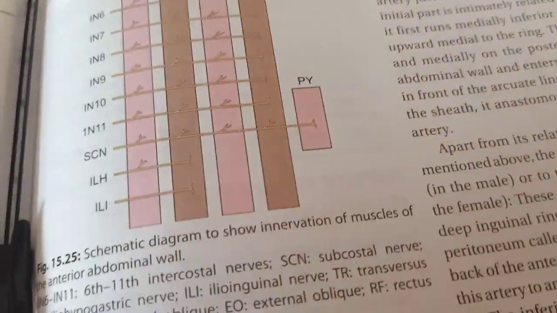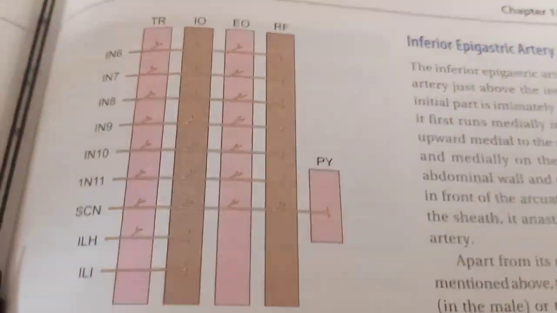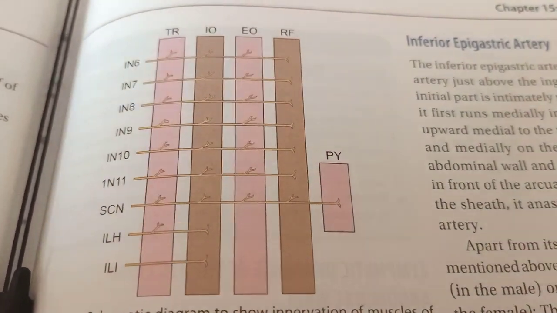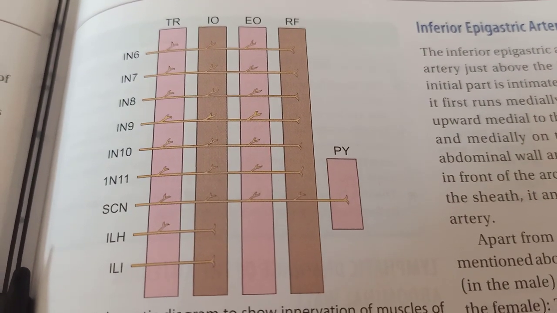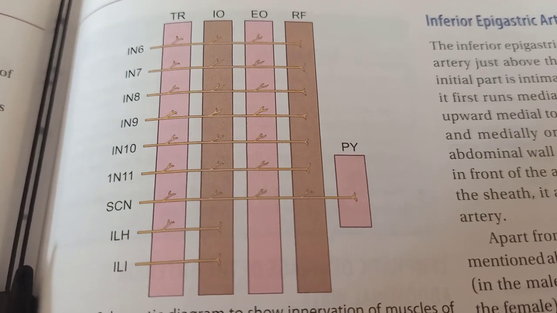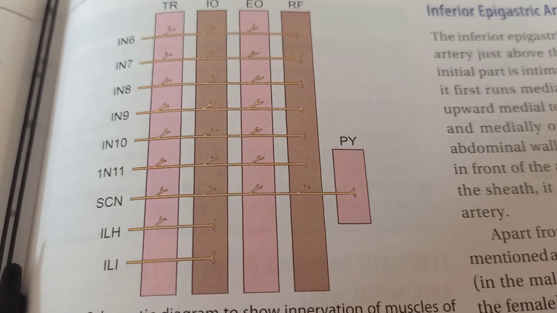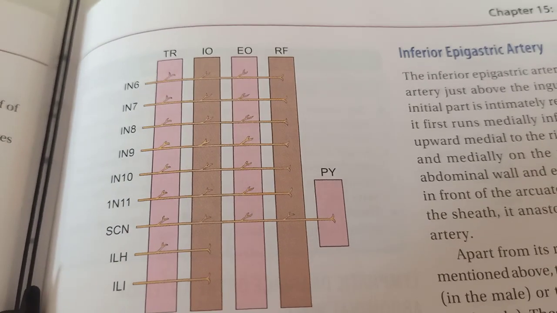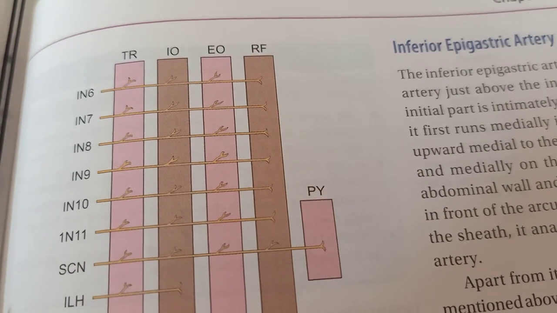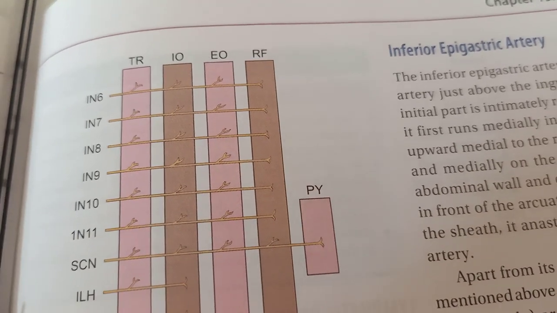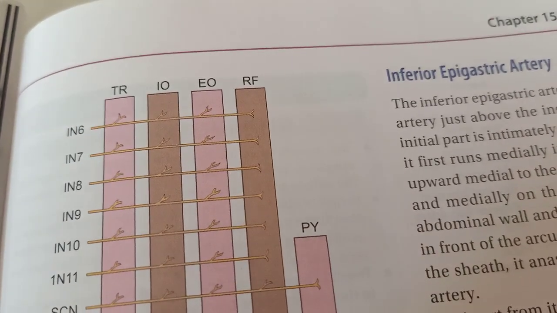One more thing, just remember this table. SCN is subcostal, ILH is iliohypogastric, and ILI is ilioinguinal. TR is transversus abdominis, IO is internal oblique, EO is external oblique, and RA is rectus abdominis.